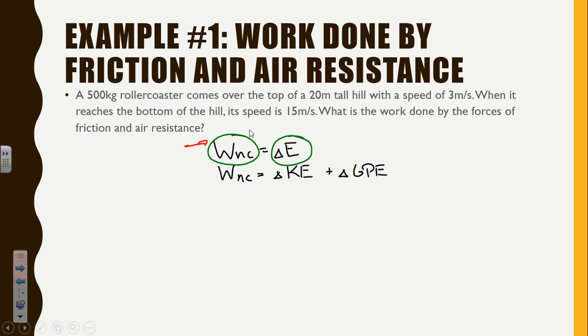But based on what we're given, we're not given kinetic energies and we're not given gravitational potential energies. We're given velocities and we're given heights. So we're going to want to take this equation one step further down and expand it a little bit further so that we are using velocities and heights.